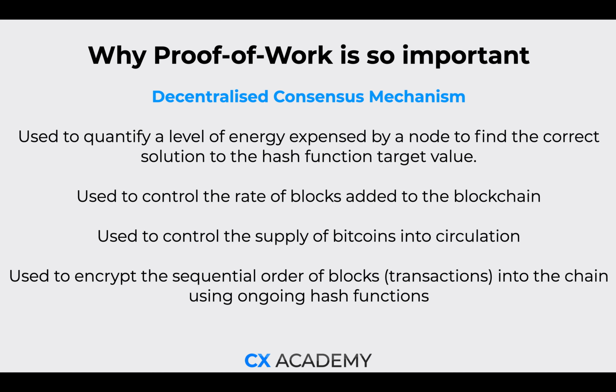That is a mathematical certainty, based on the fact that the Bitcoin blockchain network can adjust its difficulty level to ensure this 10-minute average block time. Again, it's used to control the supply of Bitcoin into circulation, and it's used to encrypt the sequential order of blocks, the transactions onto the chain, using ongoing hash functions. It's one big hash value, the blockchain, and we'll get into the Merkle root and Merkle tree and how that works later.